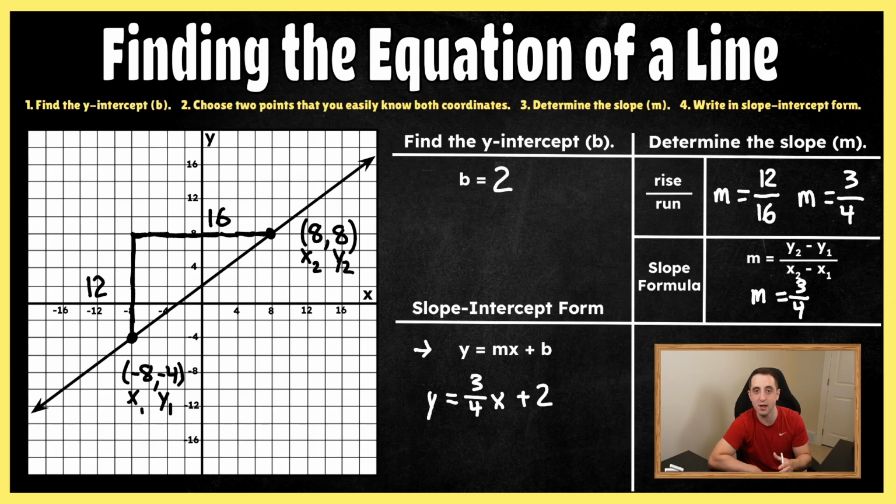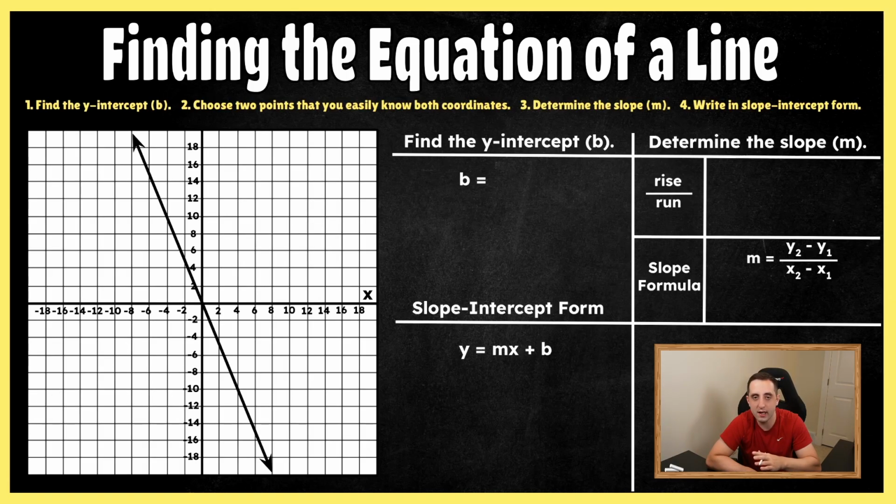Now let's take a look at another example, but this time we're going to have a negative slope. If you look at this line from left to right, you should see that this line is definitely declining. So when we get this slope, we better make sure that we get a negative slope final answer or we did something wrong. But once again, we start off with the same first step.